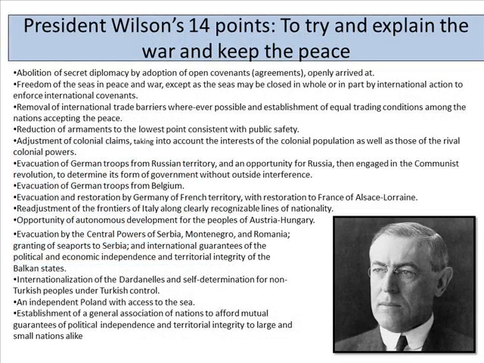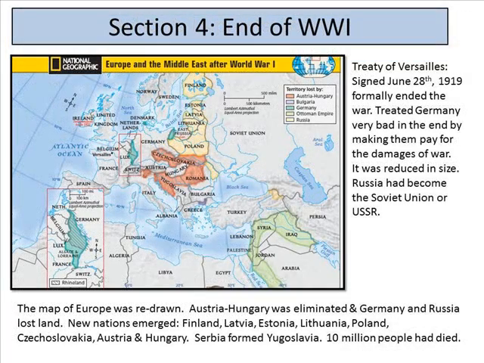These are President Wilson's 14 points, and I am not going to read all of them to you today, but you can look up Wilson's 14 points and you can read them. You can see the evacuation of German troops from Russian territory, the evacuation of German troops from Belgium, the evacuation and restoration of Germany to French territory, all of these, an independent Poland with access to the sea. So you could see that these were what our president felt was necessary in order to keep peace in Europe so that this would not happen again.